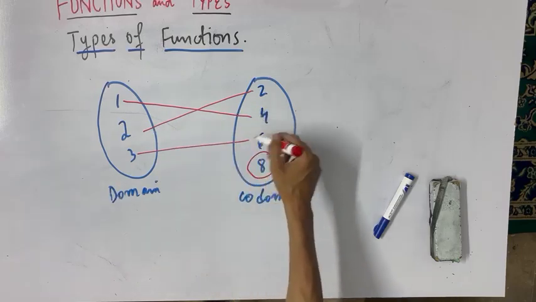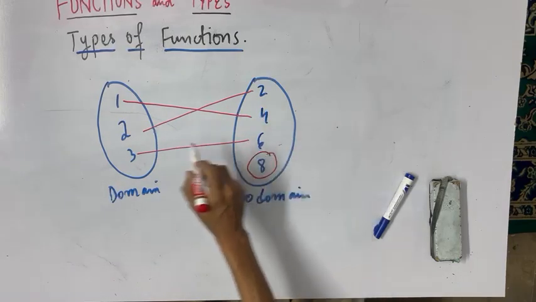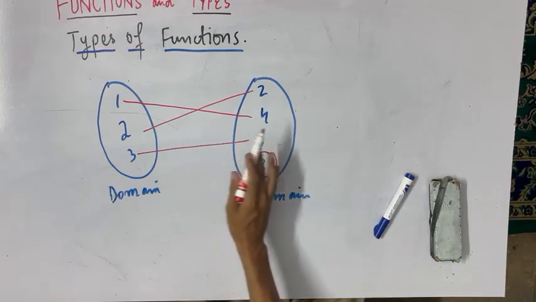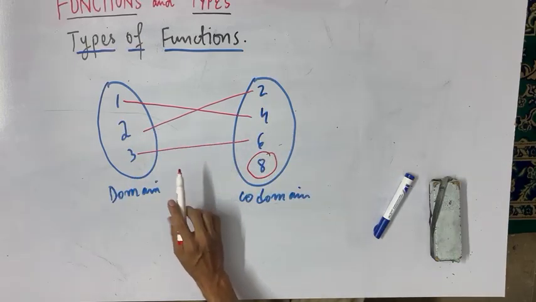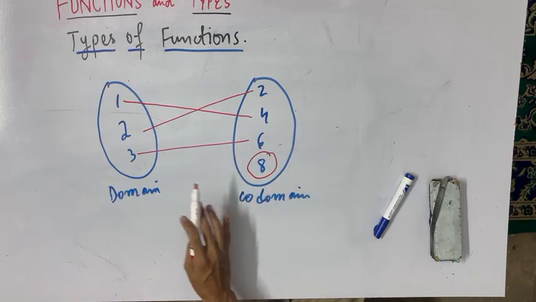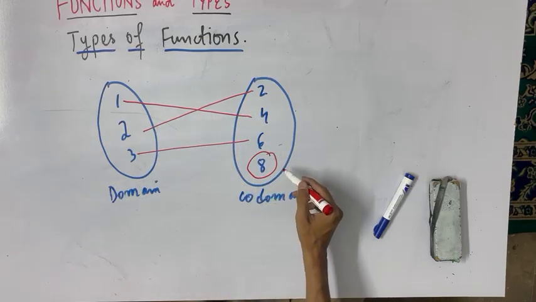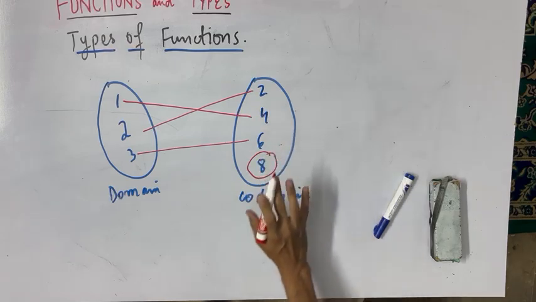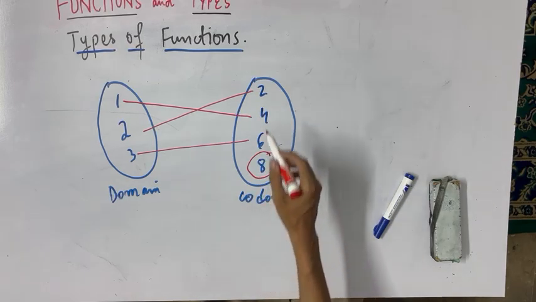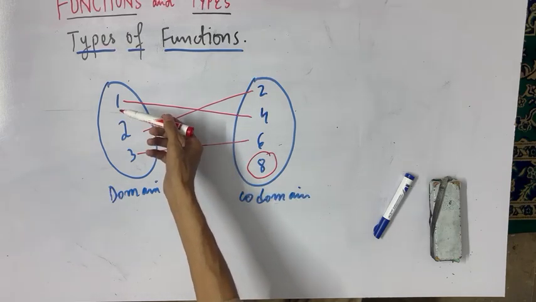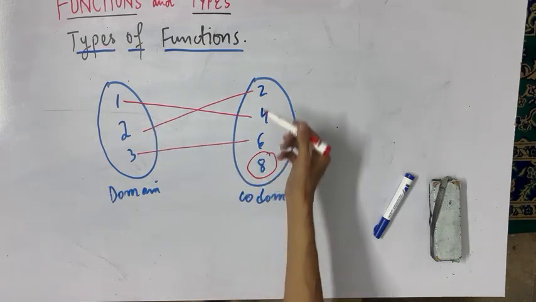The output can be repeated, that is fine. Right now it is not repeating, but if it is repeated, that is fine. But an input should not be repeated, and every input must have an image, and you can see that every input has an image. It is fine if something is left in the codomain. Right now the range is 2, 4, 6, the inputs or the domain are 1, 2, 3, and the codomain is 2, 4, 6, 8.